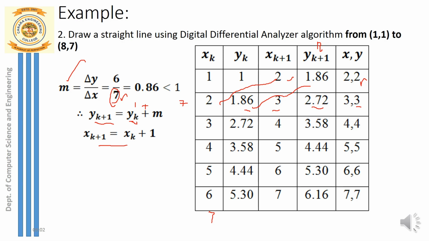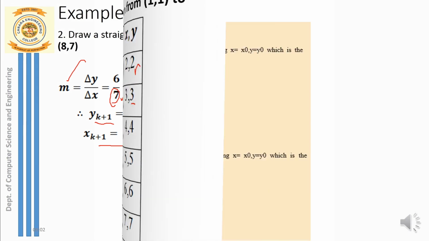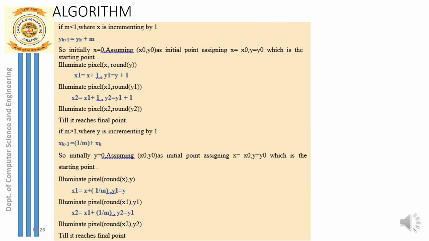So this continues until you reach the 7th step, the last end point. Which is the last end point? 8 comma 7 is the last end point which you have to reach. Okay, right? So this is how we are going to draw the line using the DDA algorithm. I guess now it would be easy for you all to understand this algorithm.